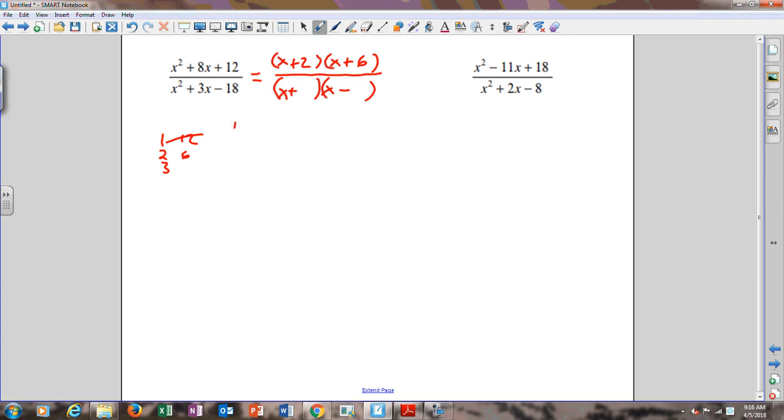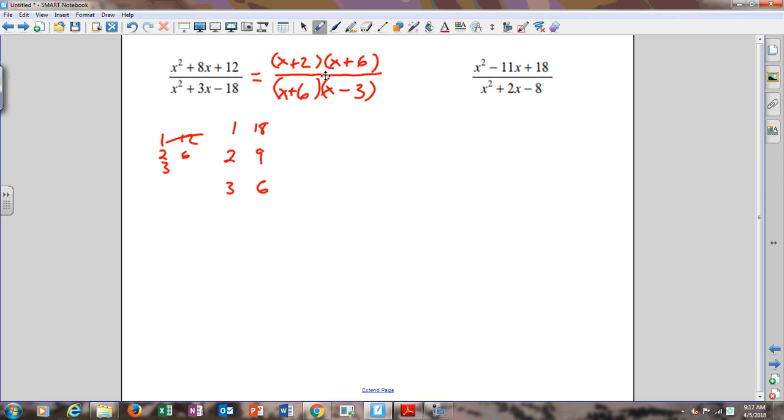So factors of 18, 1 times 18. Well, 1 minus 18 or 18 minus 1 would either give you 17 or negative 17. That's not 3. So let's try 2 and 9. 9 minus 2 is 7. 7 is not 3. Try 3 and 6. 6 minus 3. There you have it. It's 3. Now, because it's a positive 3, the 6 has to go with the plus. If it was a negative 3, the 6 would go with the minus.